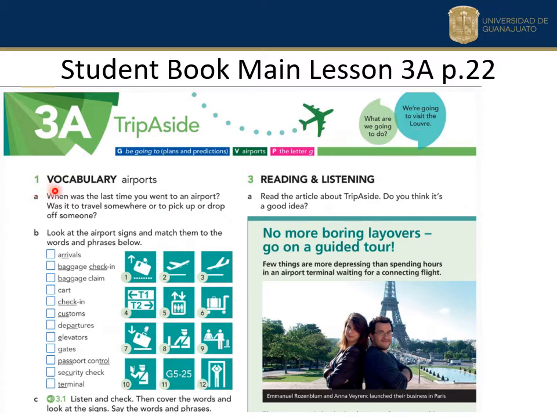So we're going to start with the vocabulary about airports. Here we have some signs and you are going to match them with the words. Okay, pay attention to the underlined syllable. Remember, this is the word stress, how we identify the word stress. So you can practice your pronunciation here. After you do this activity, then you can check with the first audio is 3.1.